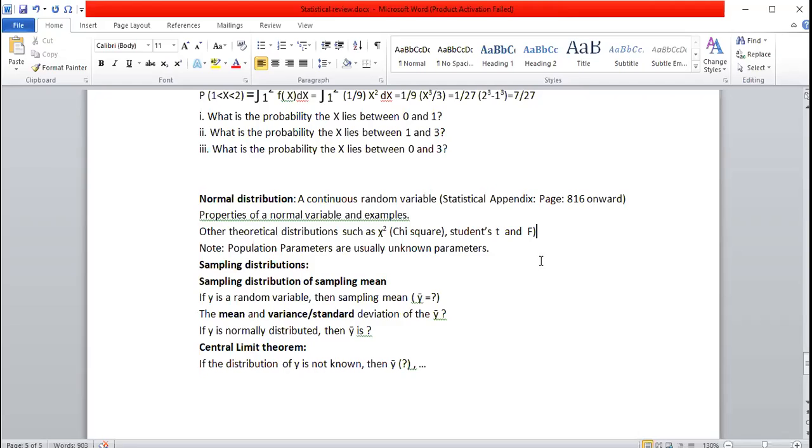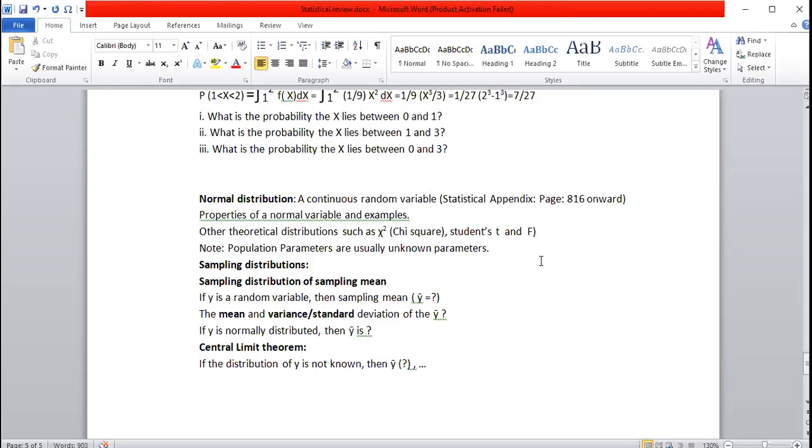How do you find the mean? Not a weighted mean, just a simple mean. Summation of x divided by n, which is the summation of all incomes divided by the number of people, 100. You add all 100 incomes, divide by 100, and you get the mean. That is a sample mean.